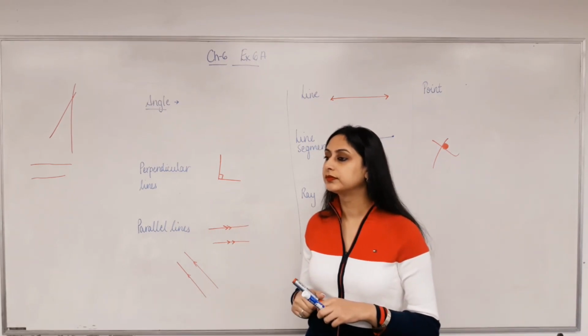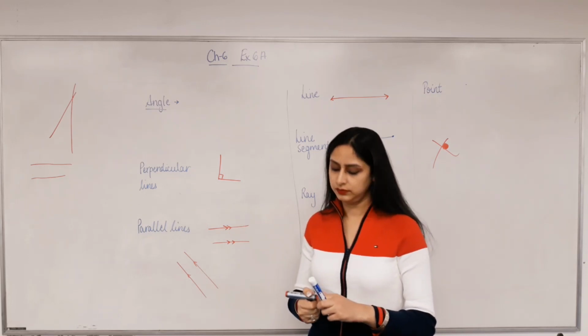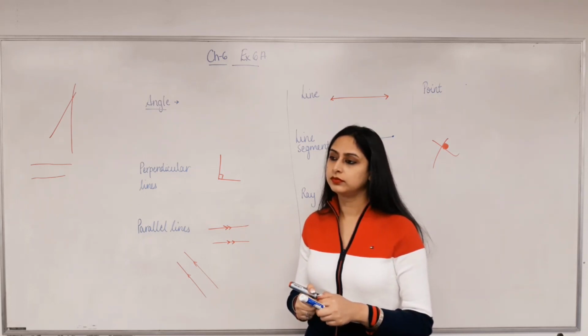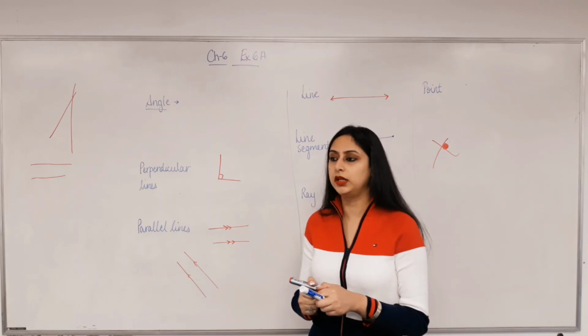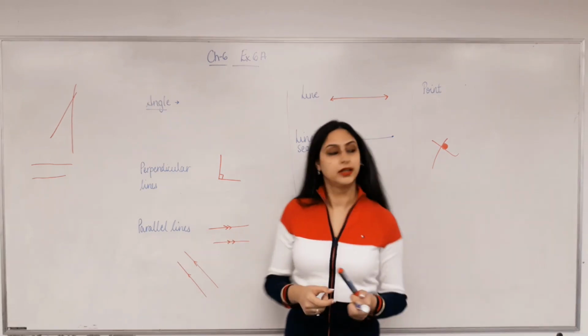What if lines meet each other, except they're not at a 90-degree angle? Then there are other types of angles that we'll learn about in lesson 2. Any other questions?